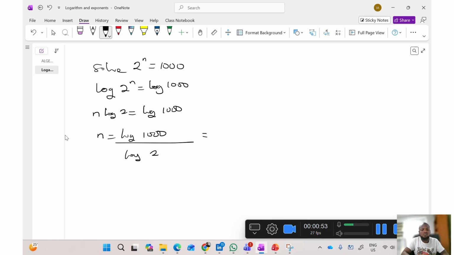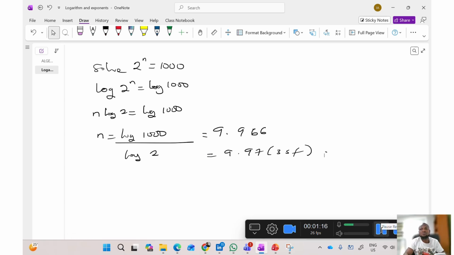So my n is equal to, so the answer is 9.966, okay, to 3 decimal places, or 9.97 to 3 significant figures. Okay, I hope this is understood. It's as simple as that.